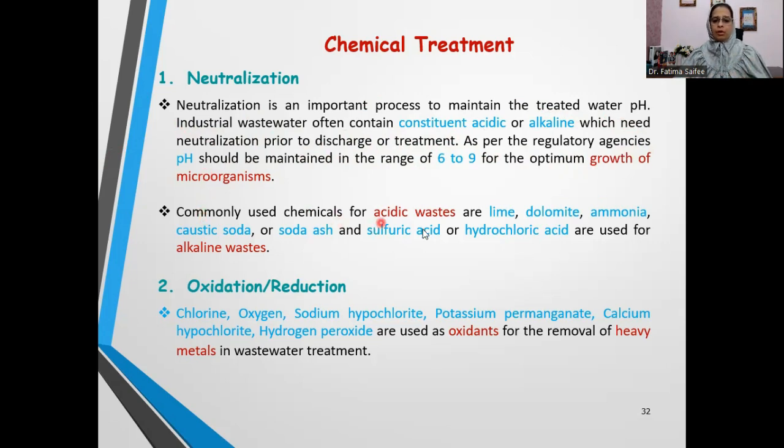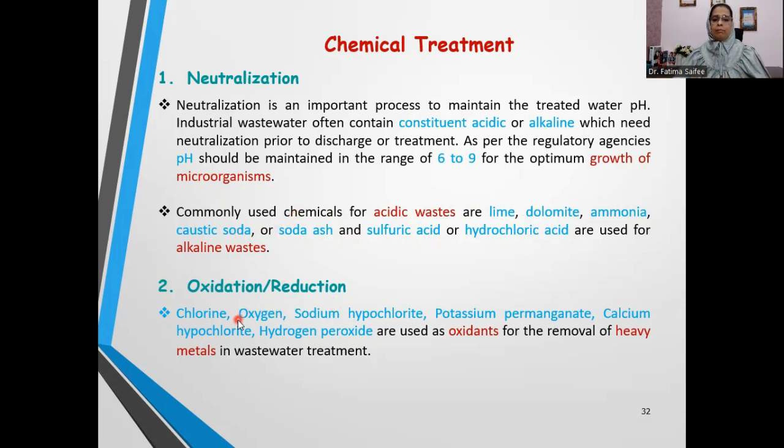Commonly used chemicals for acidic waste are lime, dolomite, ammonia, caustic soda or soda ash. But sulfuric acid and hydrochloric acid are used for the alkaline waste. These are the acids that we are using to neutralize the alkaline waste. For the acidic waste, we are using something of alkaline nature, that is lime, dolomite, ammonia or caustic soda. That completely adjusts the pH from high to low and low to high.